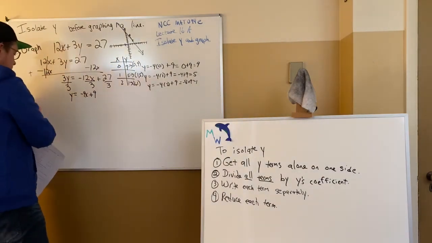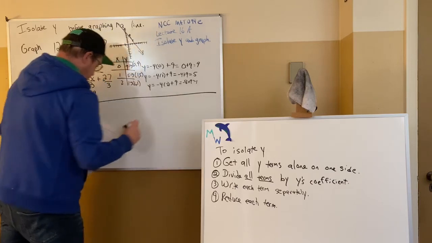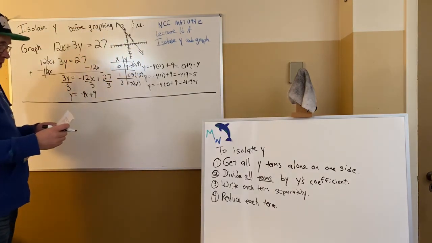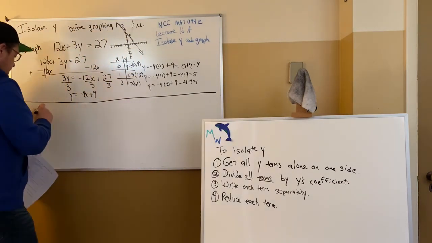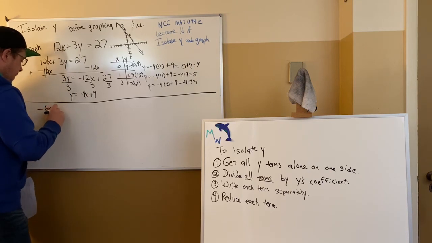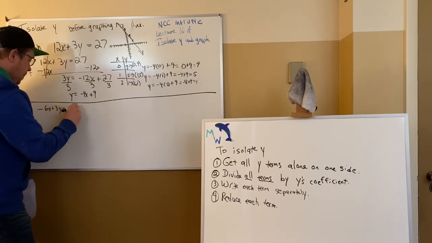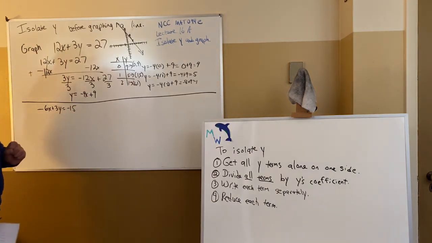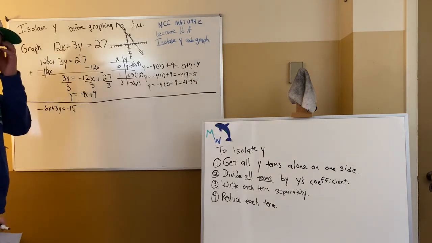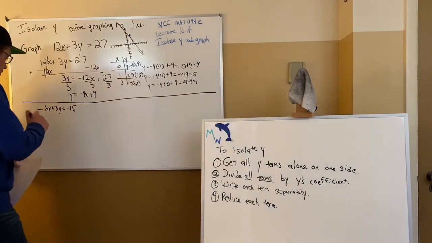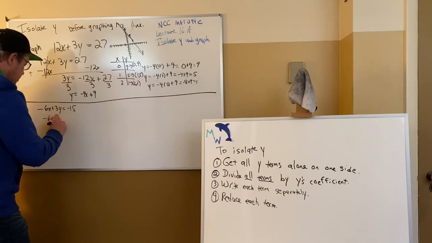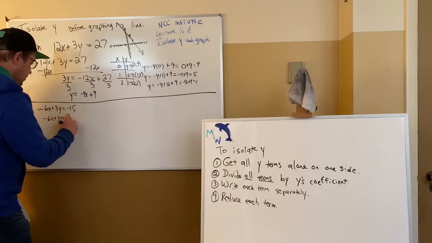Here's another one. Negative 6x plus 3y is negative 15. 15 divided by 6 does not divide evenly, so that's making this not good for intercepts either. So we'll start with our negative 6x plus 3y equals negative 15.